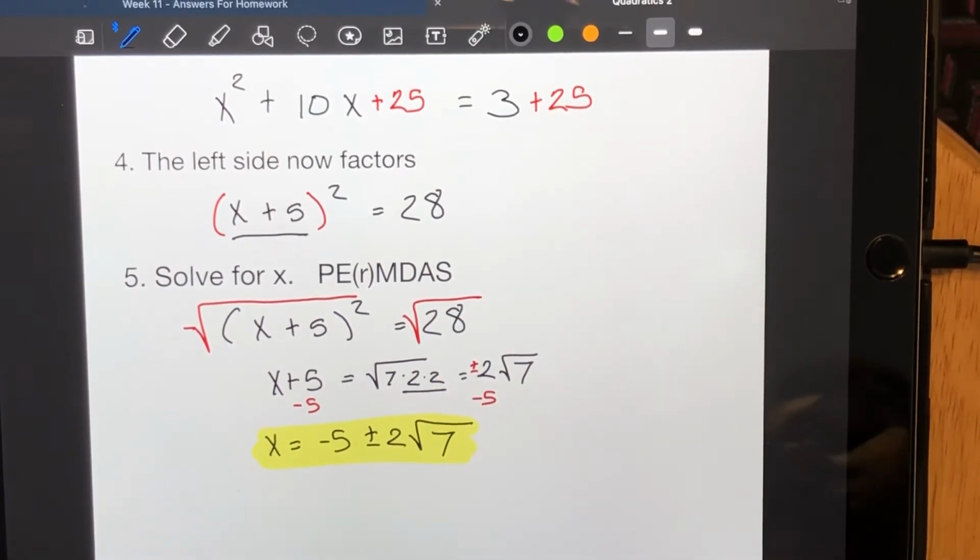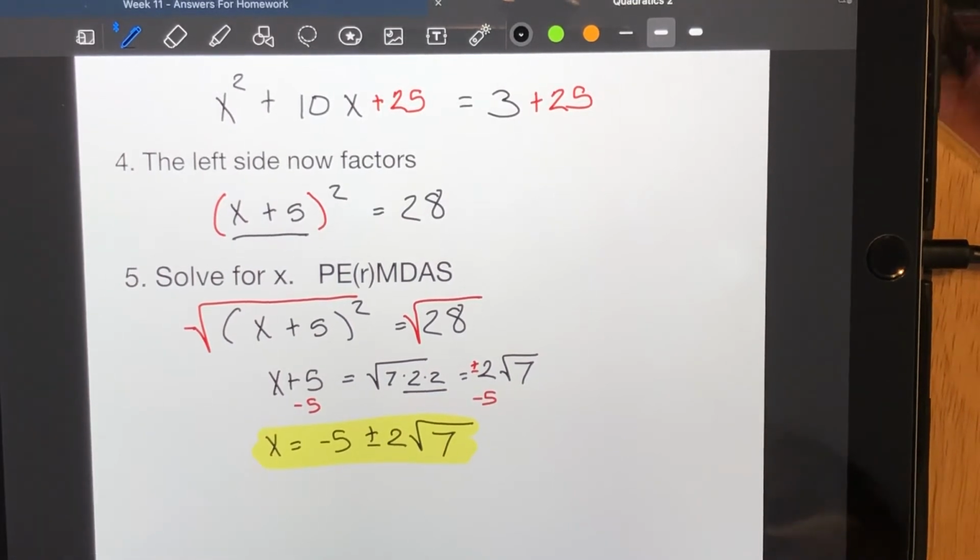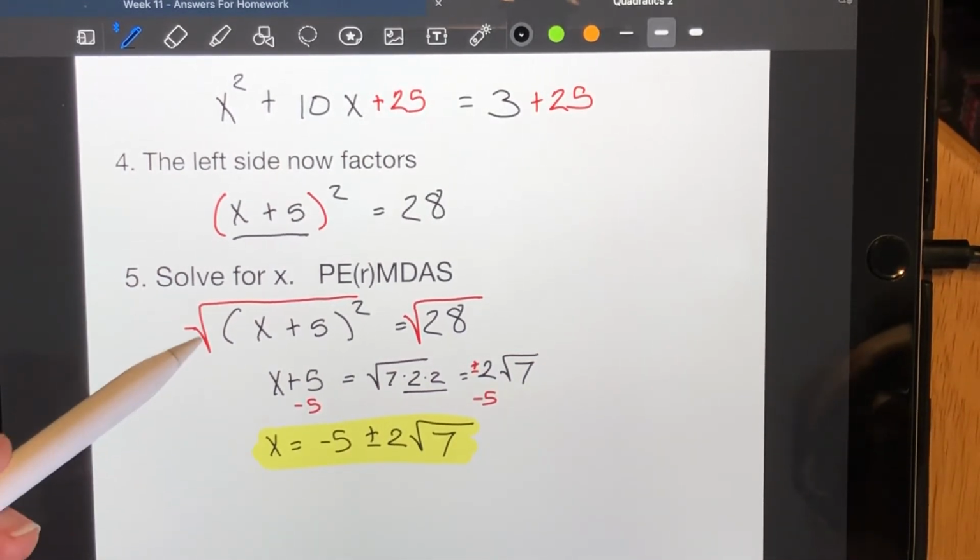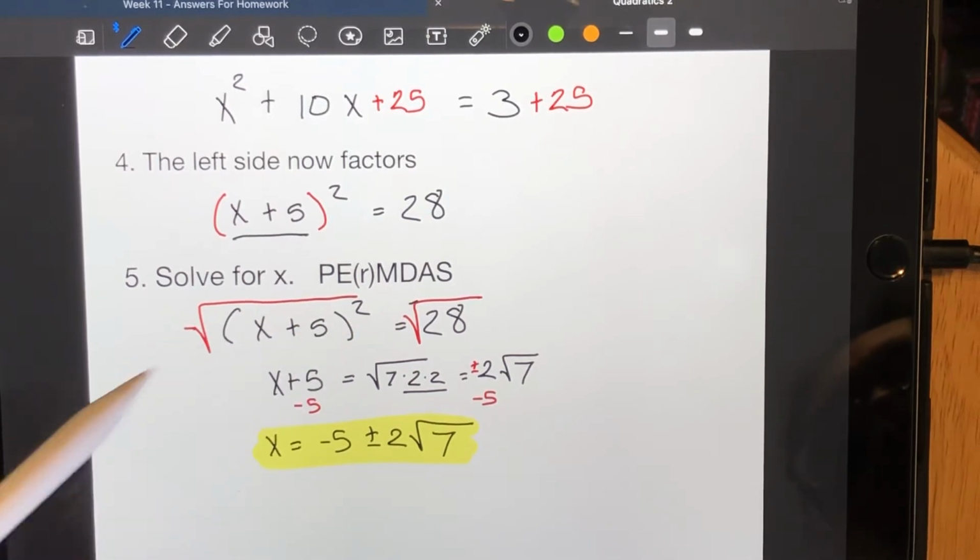Now I have 25 plus 3 equals 28. Well, we're back to going, I want to get x by himself. How does he go to the movies by himself? The problem is I have a squared term. The opposite of squaring is to take the root. So we'll take the square root of both sides.